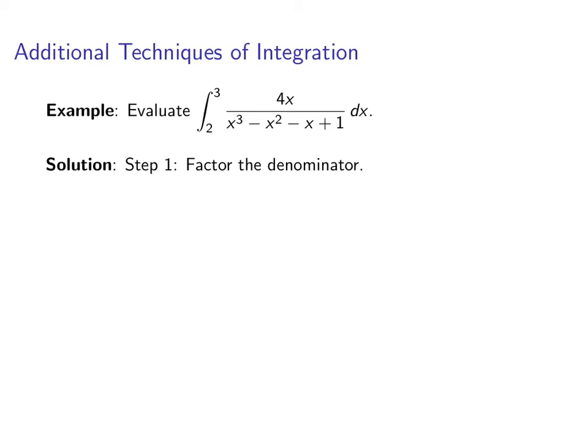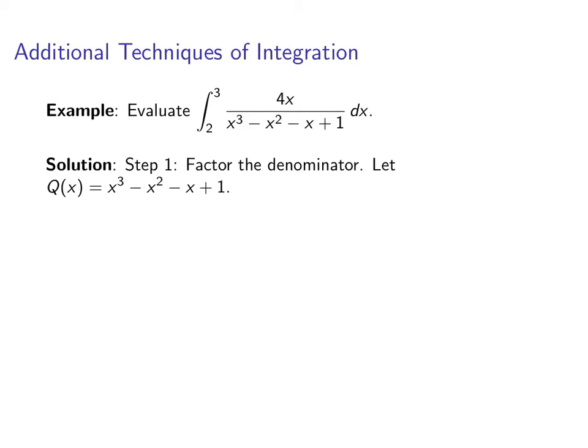Hello, calculus fans. Okay, let's try to evaluate this integral: the integral from 2 to 3 of 4x over x cubed minus x squared minus x plus 1 dx. All right, the first thing we've got to do is factor the denominator. Sometimes the problems are given to you with the denominators factored. In this case, whoops, not factored.